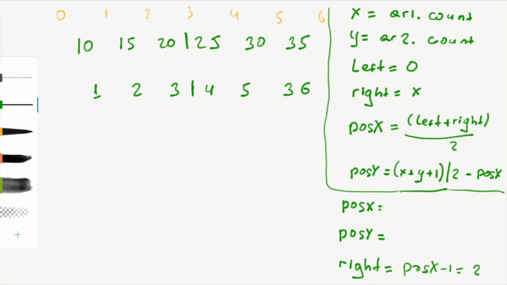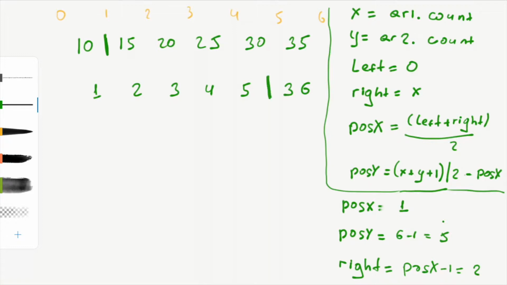So position x is equal to left plus right. So left is equal to 0, right is equal to 2. Position x is going to be equal to 1. Now position y is 13 divided by 2, which is 6, minus position x, which is 1. So we have 6 minus 1 equal to 5. And let's split our arrays at new positions. So we have position x at 1. It's right here. And the position y is going to be 5.